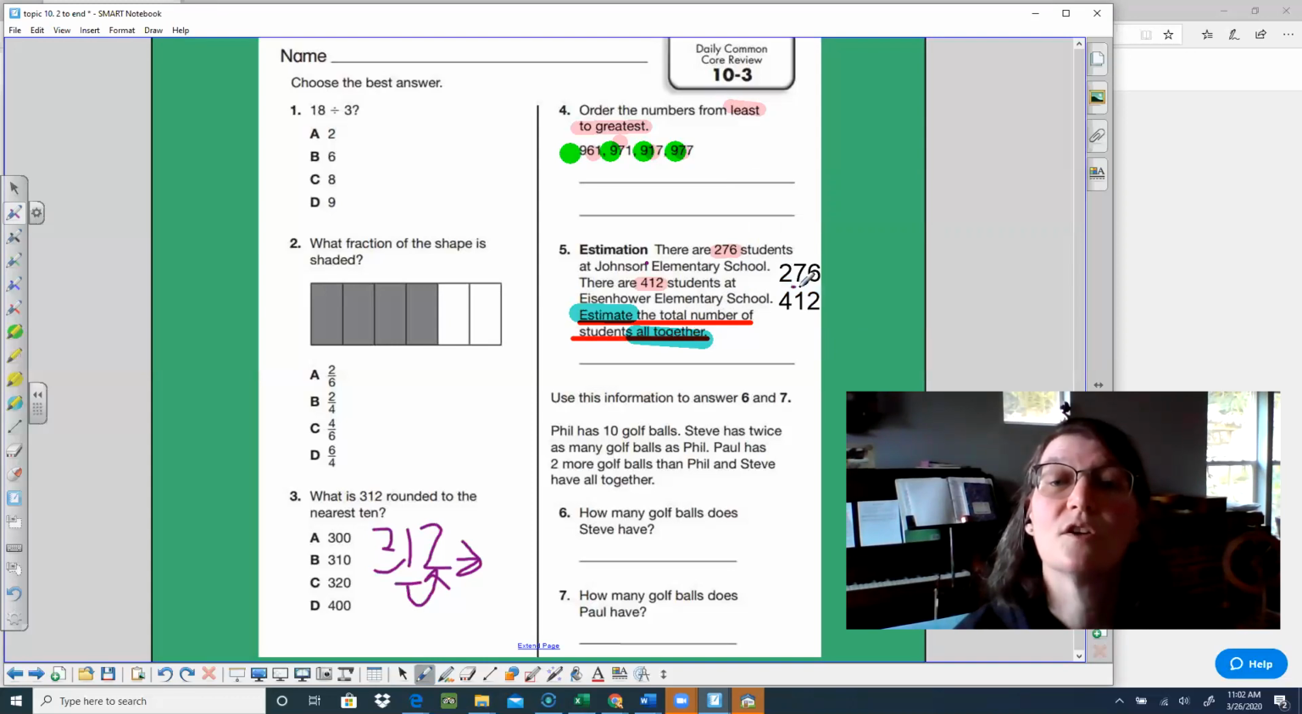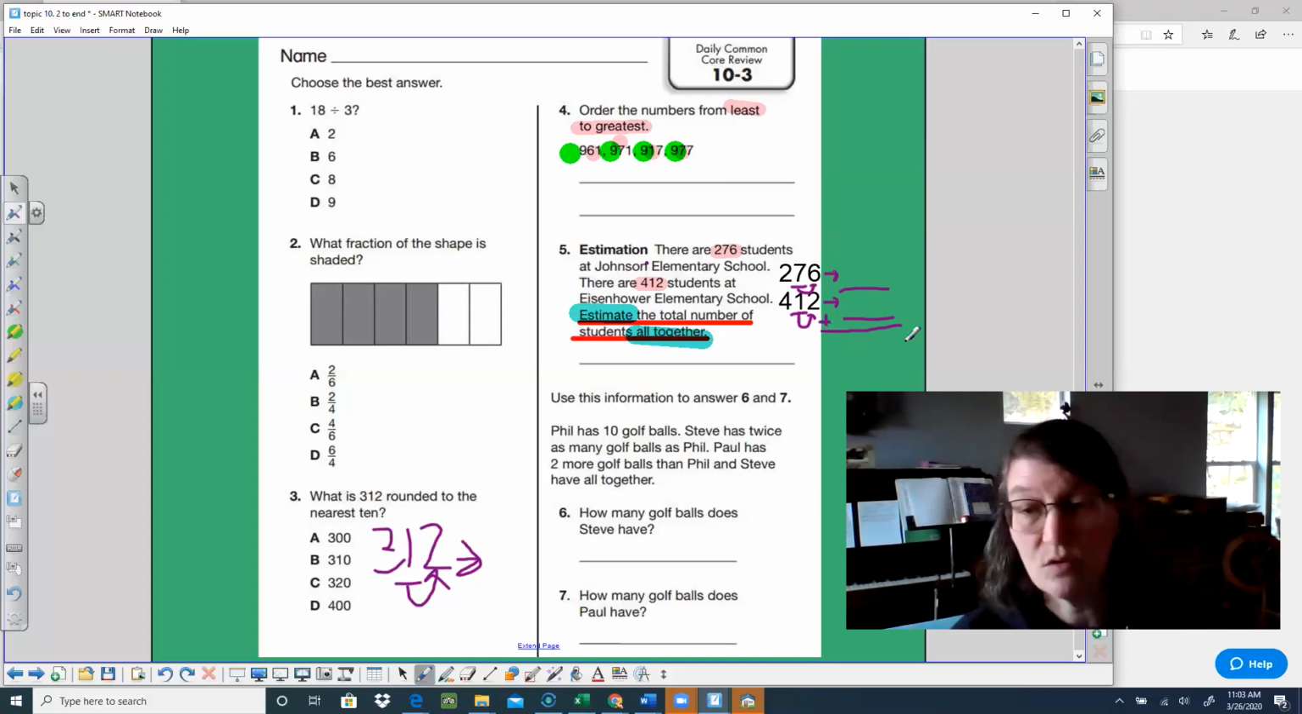Okay, so remember, you underline your tens place, draw an arrow to the ones. Now, yes, you could have rounded to the hundreds, but that's not going to give you a very accurate estimate. So please round 276, please round 412 to the nearest tens. And then since it said all together, you know you need to add them. So please pause the video now. I'm going to do the work in my spiral and then we're going to compare answers.